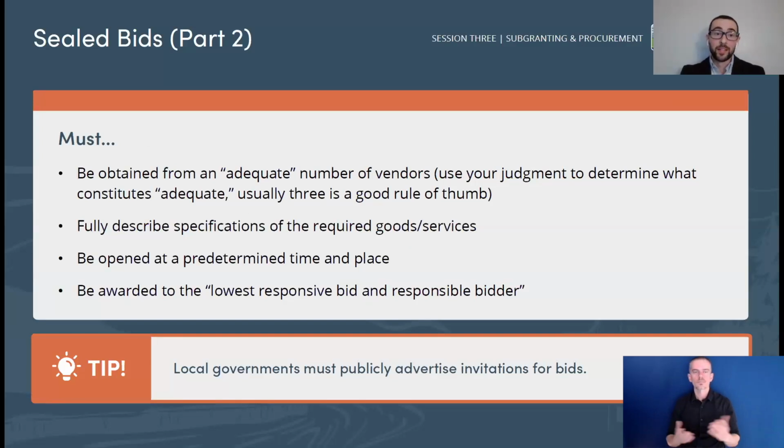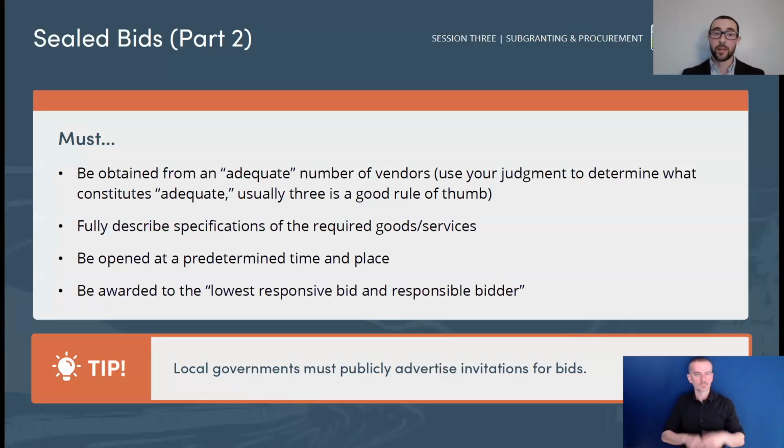Now, sealed bids, we need to obtain them from an adequate number of vendors. And the uniform guidance doesn't define what adequate is, right? There's no quantification of an adequate number of vendors. And so really it's, again, use your judgment to determine what constitutes adequate. Usually 3 or so is a good rule of thumb, but it really depends on the context.